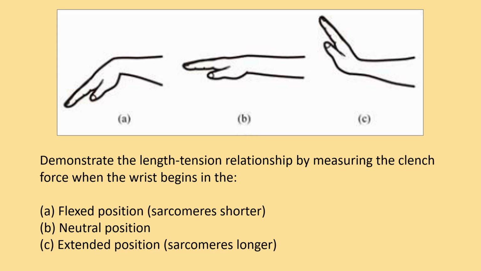So in position B, that's the neutral position, those sarcomeres are at their optimal length and can generate 100% maximal tension. But in position A, the sarcomeres are too short, they're understretched, and in position C, those sarcomeres are too long, they're overstretched. This is the length-tension relationship, and it's important in skeletal muscle, and it will come up again for us when we talk about cardiac muscle down the road.